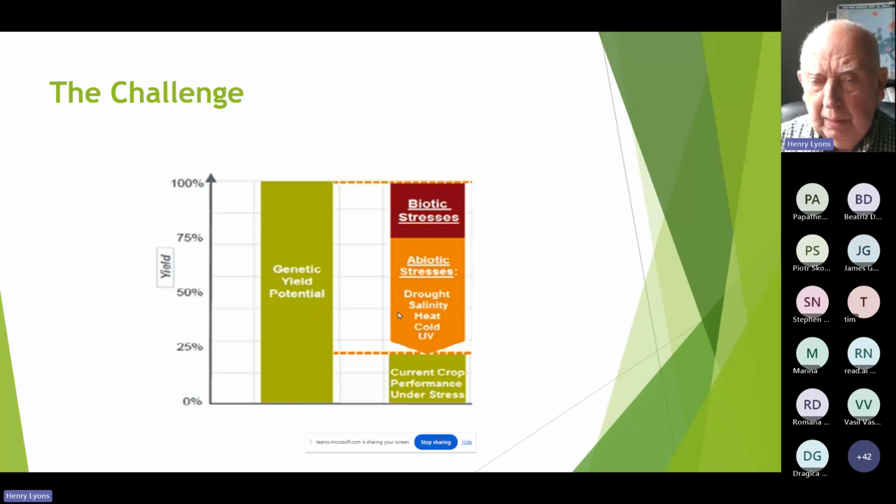Just spend a minute on this little diagram. The one on the left, the genetic yield potential, is what you would expect, 100%, if you have ideal conditions for plant growth: the nutrients, water content, temperature, and so on. If everything were perfect, that's what you get. In practice, we get only about a quarter of that.